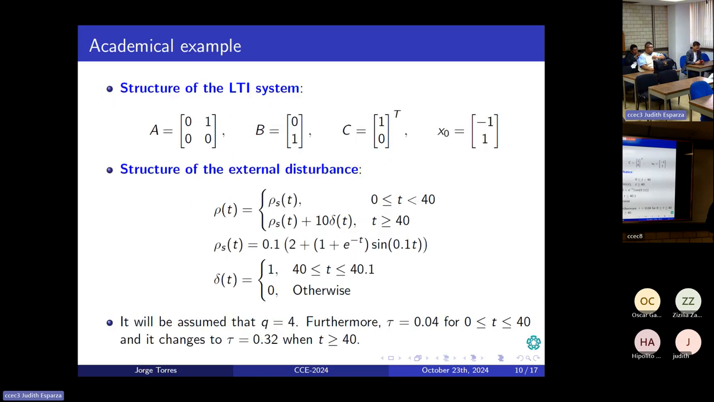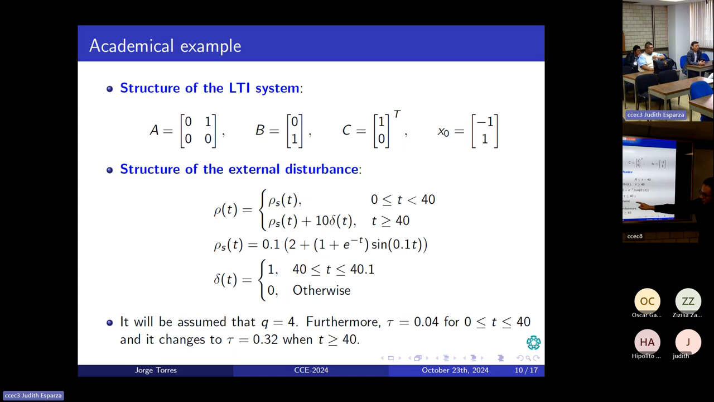So we study an academic example. We assume that the linear time invariant system has the following structure, in which we can notice that A is in fact a non-Hurwitz matrix. So it must be stabilized in closed loop. It can be easily seen that the system is controllable and observable. The structure of the external disturbance is the following one.